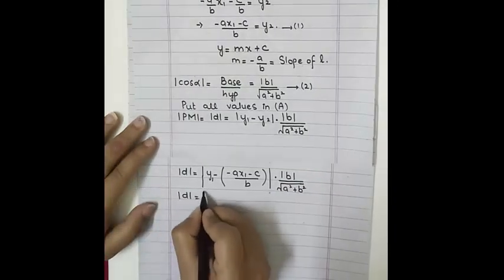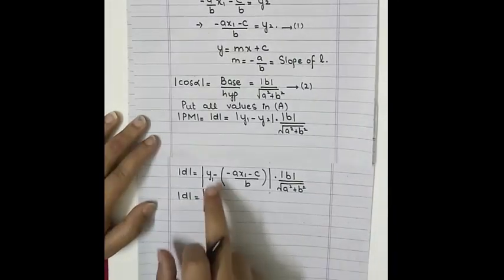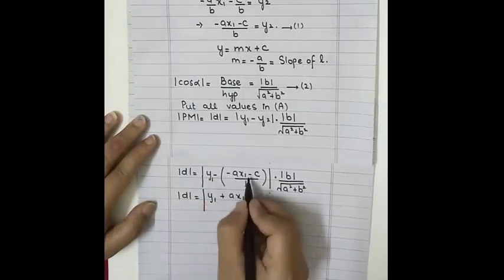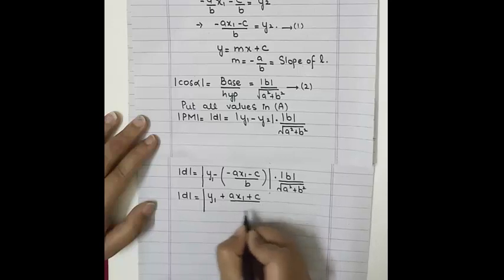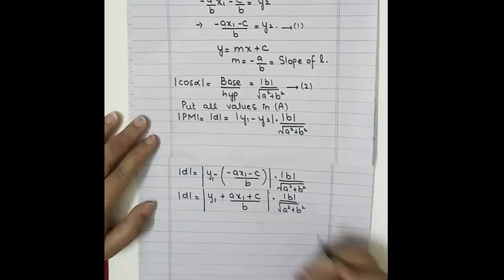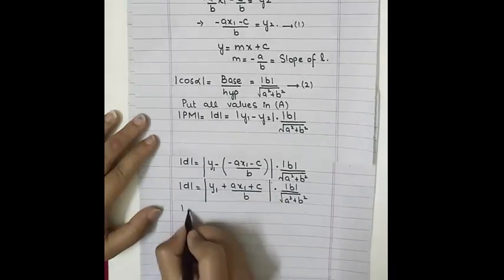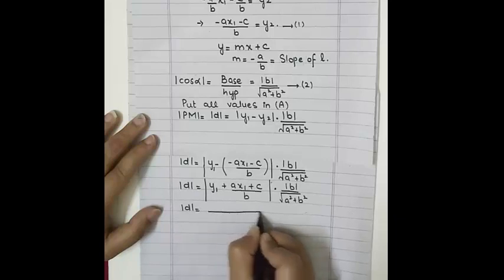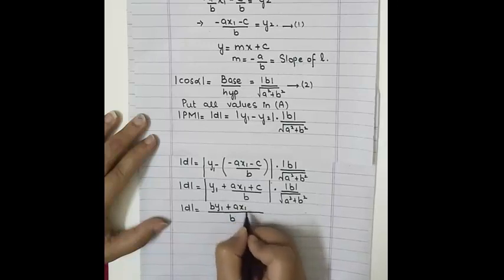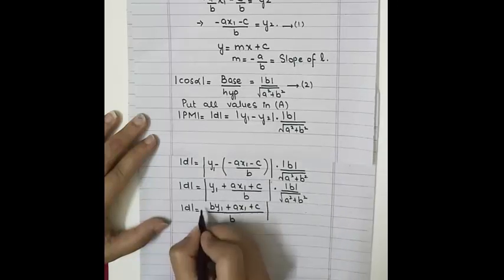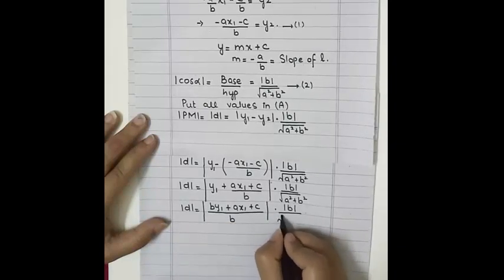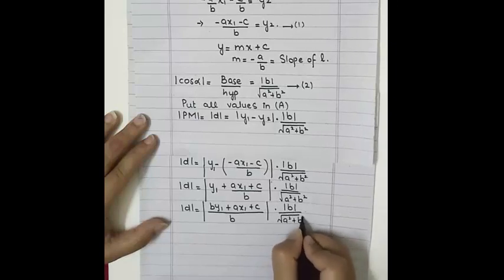Now d is equal to y1, multiplying this minus sign with this equation, we have minus minus plus, so ax1 plus c over b, and this will come as it is. Okay, now taking LCM, we have by1 plus ax1 plus c, over the square root of a square plus b square.